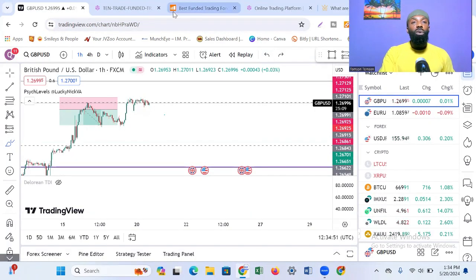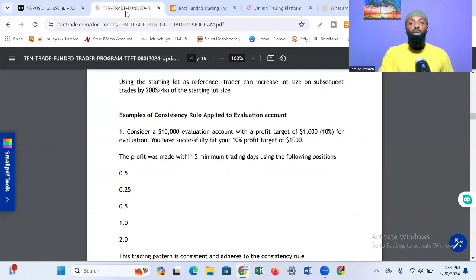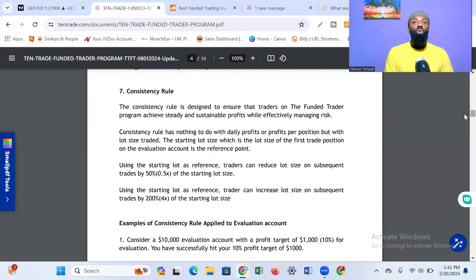The second consistency rule that most of those prop firms actually practice is the lot size consistency rule. In this case, we're going to be using Tentrade, okay? It's also a prop firm and a funding company. We're going to be using their rule as a guide here, okay?